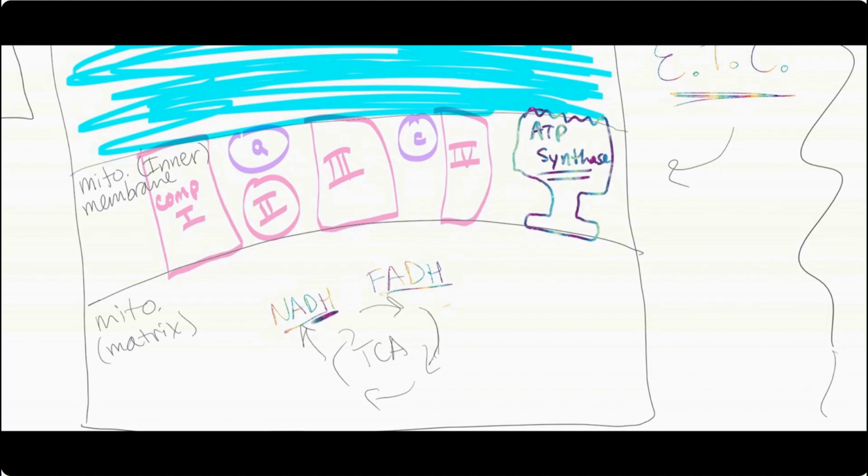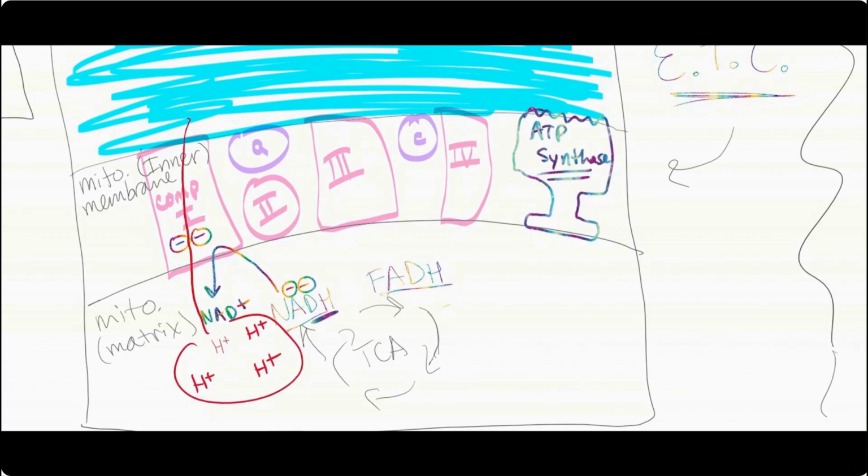NADH carries 2 electrons, all right? And it donates those electrons to complex number 1. And this process produces NAD+ as well as a proton. As the electrons move through this protein complex, energy is gradually released, and this energy is used to pump hydrogen ions, or protons, that are inside of the mitochondrial matrix into the intermembrane space. The electrons are then transported by this special little molecule here towards their next destination, to complex number 2.